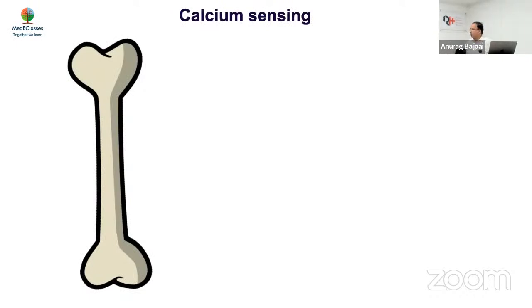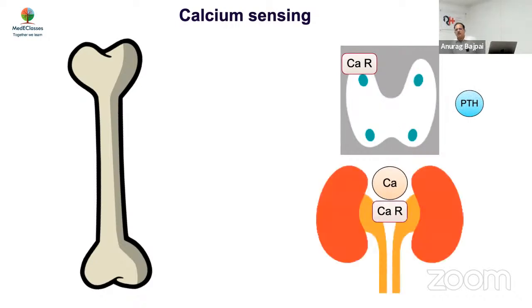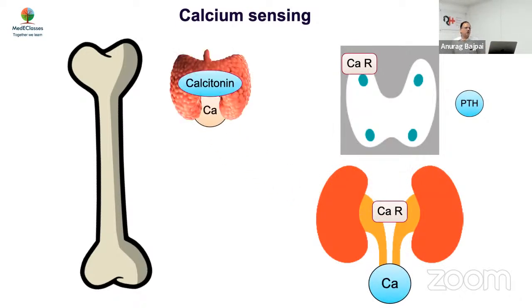Now, one important factor which plays a role in the overall process is that of calcium sensing. As I said, there is a calcium sensing receptor in the body, which basically tells that your calcium levels are high. If your calcium levels are high, it will suppress the PTH. It will then go to the kidney and say, okay, the calcium is high, you excrete the calcium, so urinary calcium will become more. And it will go to the calcitonin to say, yes, now we need to increase the level of calcitonin.